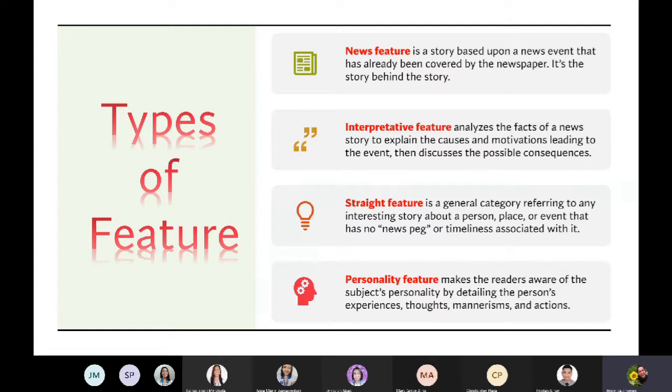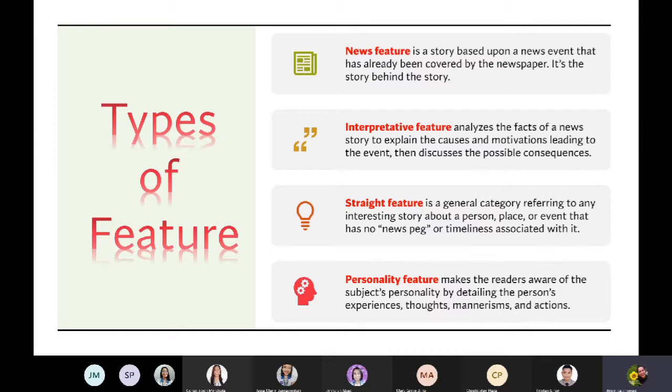Then, personality feature. This is about a person. A famous person. Who are the famous persons now? The vloggers, the famous vloggers today, that's possible. Like Soberano, those kinds of people. So that is a personality feature. You are telling a story about that person.